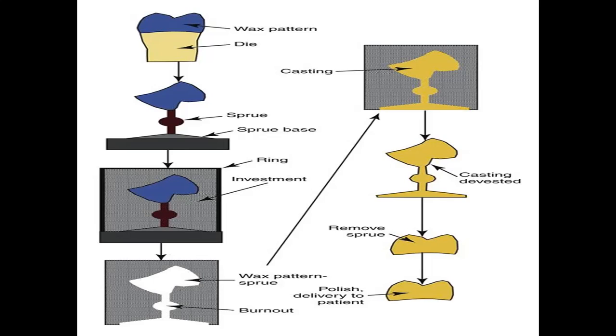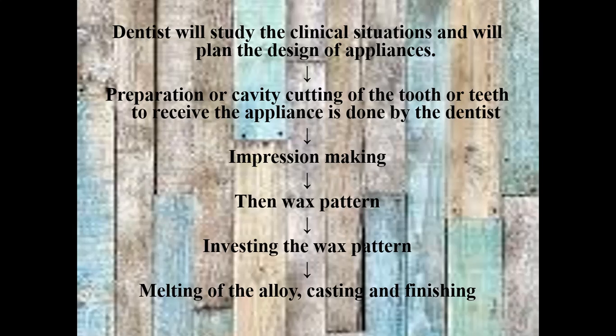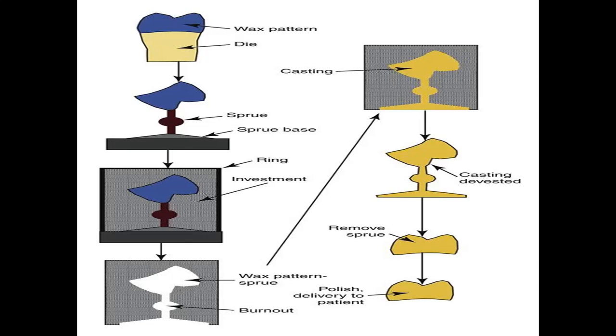After divestment, what we will get is the casting, and the sprue and the sprue base will also be there. The sprue is removed, and then the trimming and polishing of the casting is done, and then the crown is given to the patient. So it is delivered to the patient. These are the steps which are explained, and this is the diagram of all this.